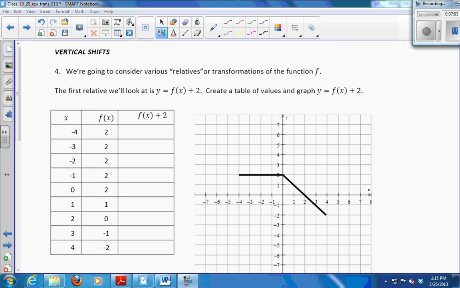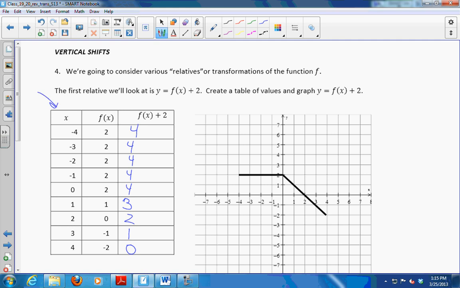So I want to create a table where I have x and f of x is already in it. And then I want to create f of x plus 2. That's going to be take all of your f of x values and add 2 to them. So if f of x is 2, f of x plus 2 is 4. So these are all going to be 4s. And then 1 plus 2 is 3. 0 plus 2 is 2. 1, 0.